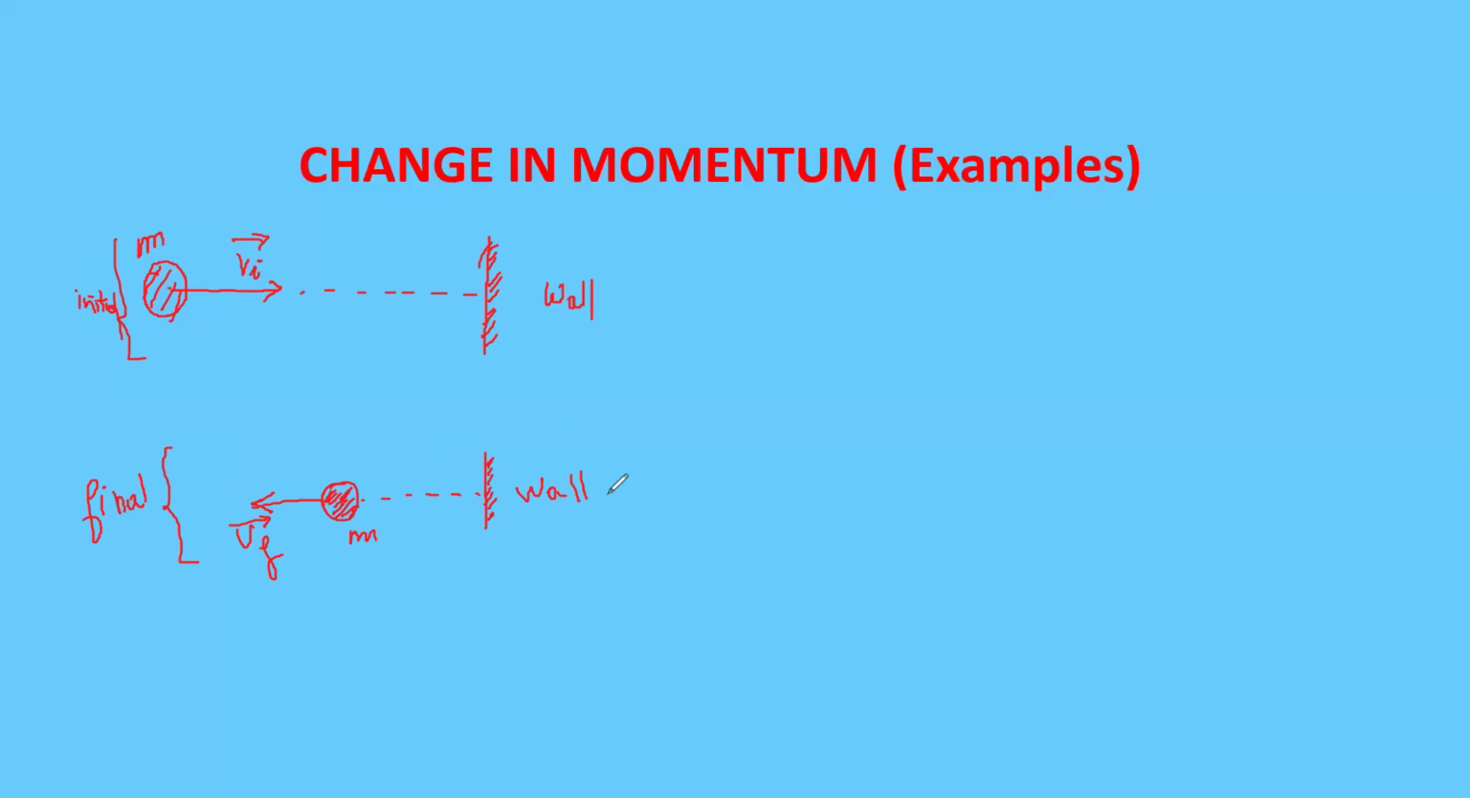And I have to select my positive direction. For example, I can select this direction, to the left, or leftwards. This is my positive direction. Now I will calculate the momentum, the initial and the final, and the change in momentum.